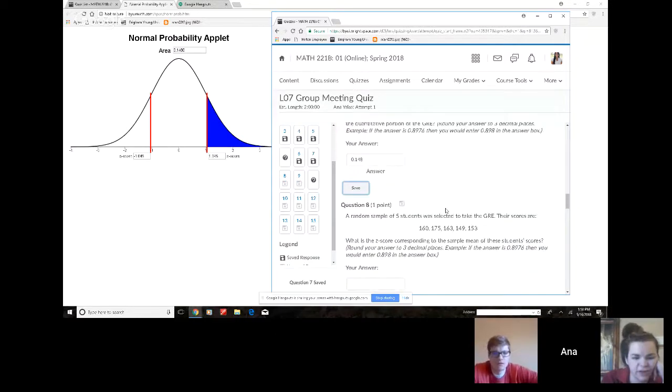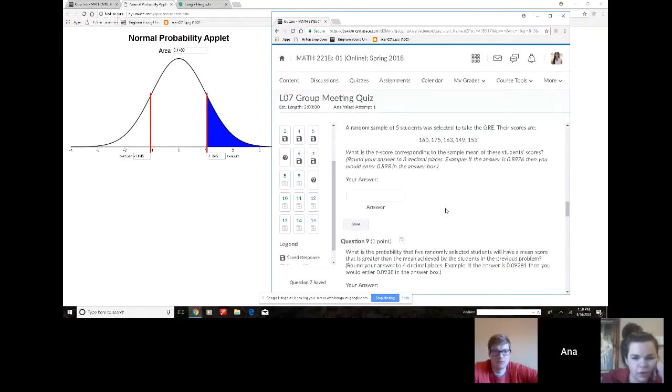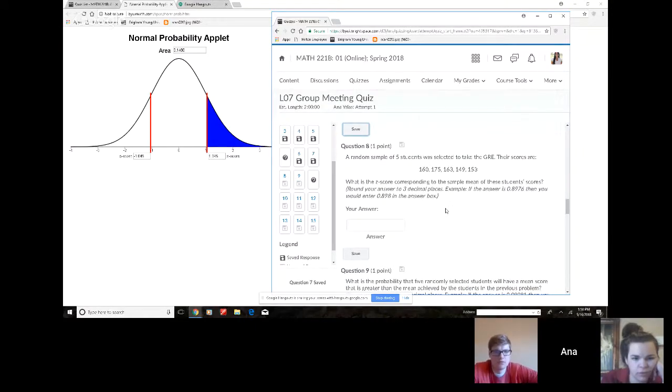So to find the z-score, is it the new mean that we just found? Yeah, the mean is 160, minus the old mean, divided by the standard deviation. But isn't that exactly what we did in question 6, 160 minus 150.8? Yeah, but I think you have to. 1.045.